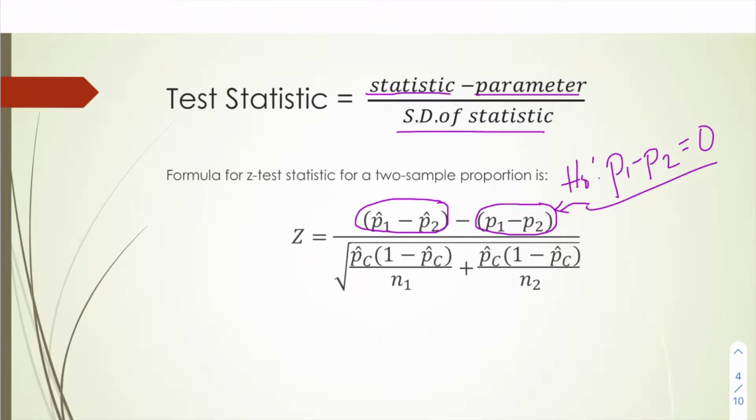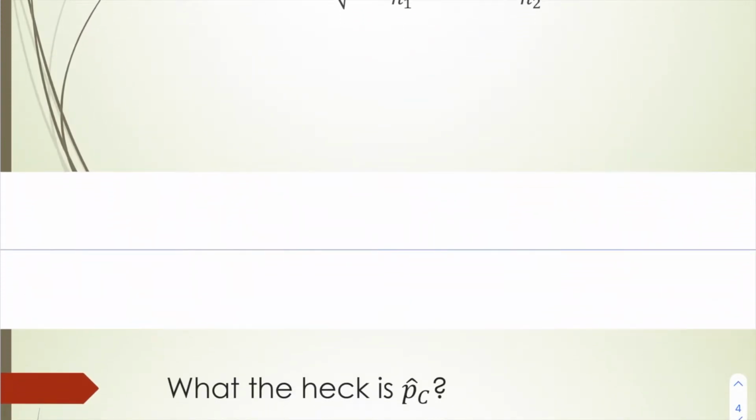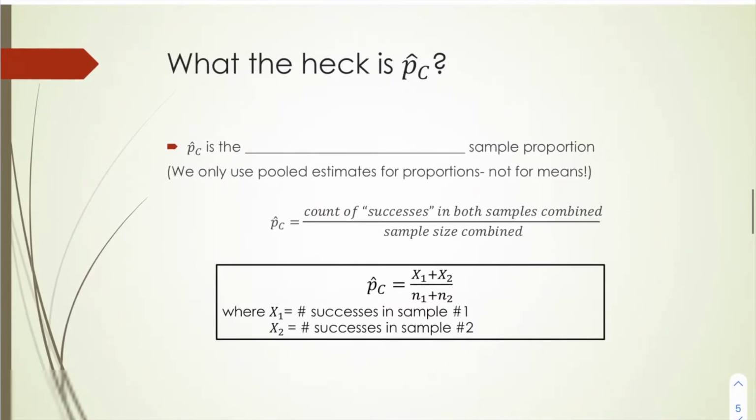Okay, so what is PC? PC hat is the pooled sample proportion. Now we only use pooled sample proportions, pooled estimates for proportions, not for means at all. So when we get to averages and hypothesis testing for averages, we will not use the pooled values. So make sure that you know the difference.